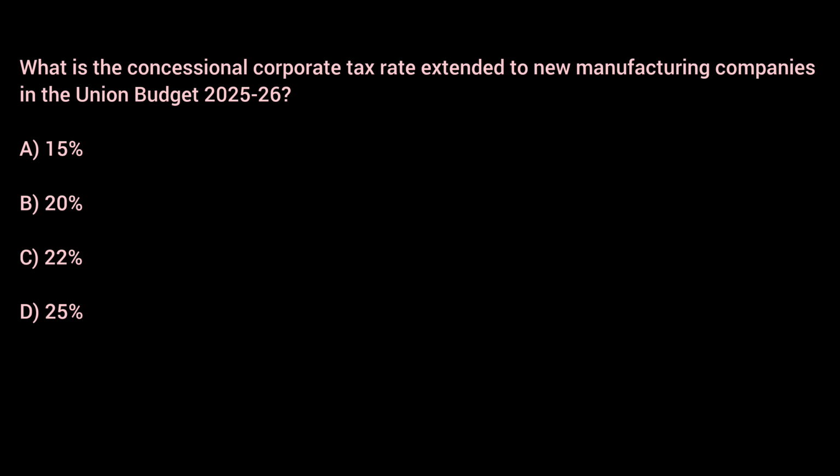What is the concessional corporate tax rate extended to new manufacturing companies in the Union Budget of this year? Option A 15%, option B 20%, option C 22%, option D 25%. Here the correct option is option A, that is 15%.